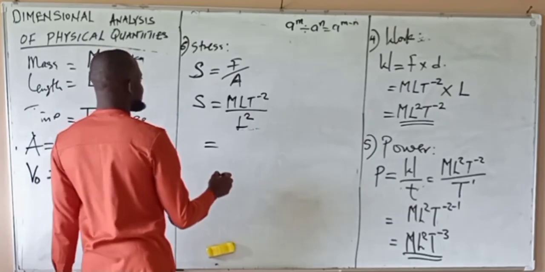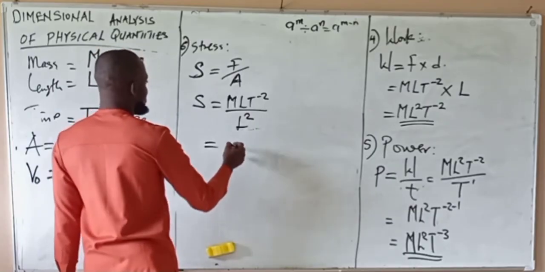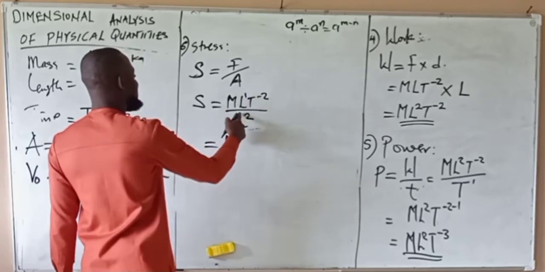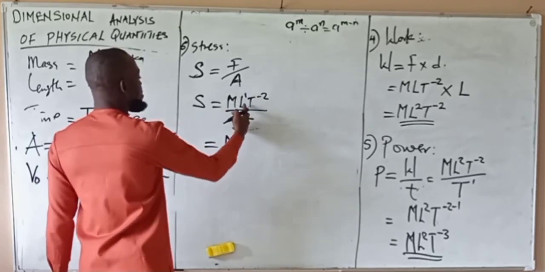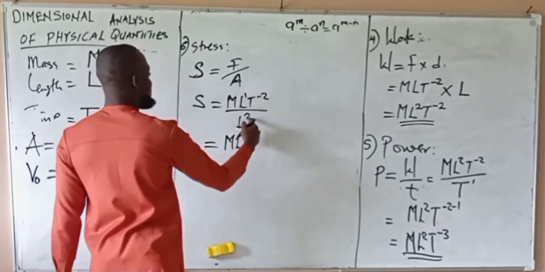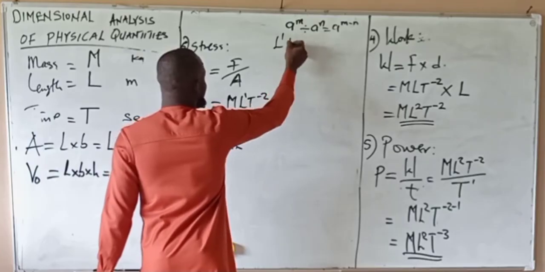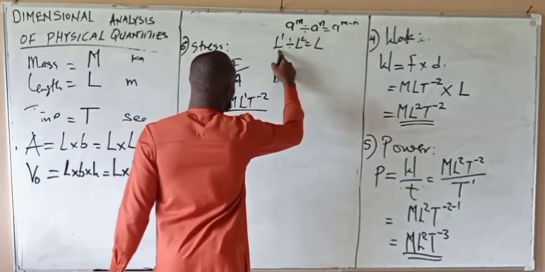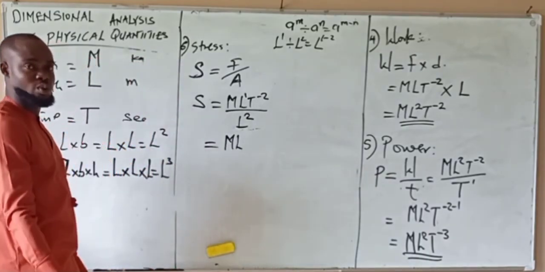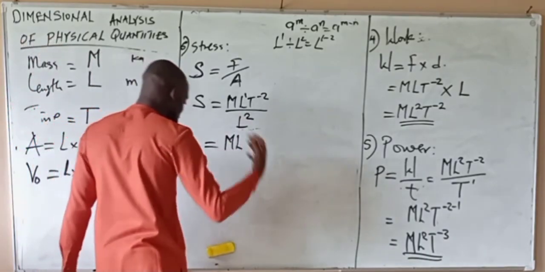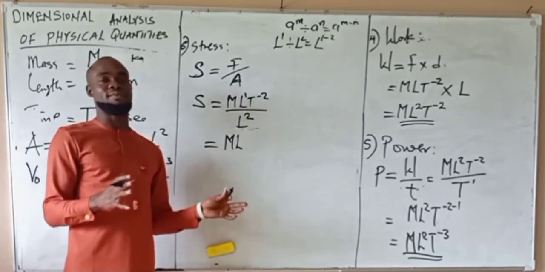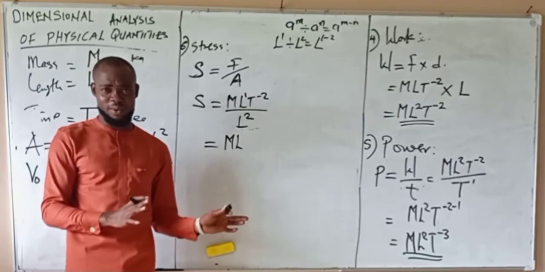We will be having our stress equal to M L raised to power 1 divided by L raised to power 2. That means you pick one of the bases that are the same, and you subtract the powers. I hope you can remember that rule of indices. If we have not done indices and the rules of indices, go and watch that video. It's very important. It's going to help you very well in this class.